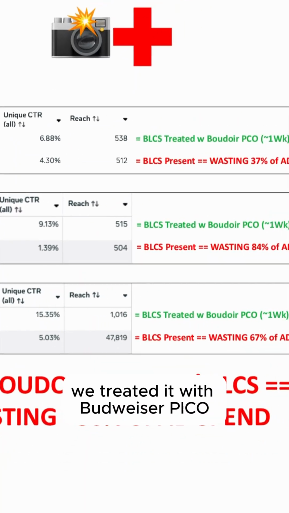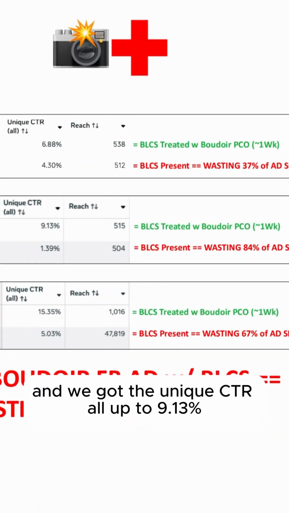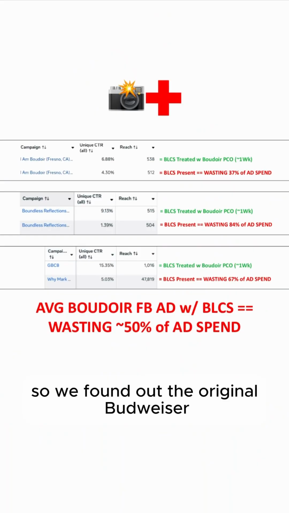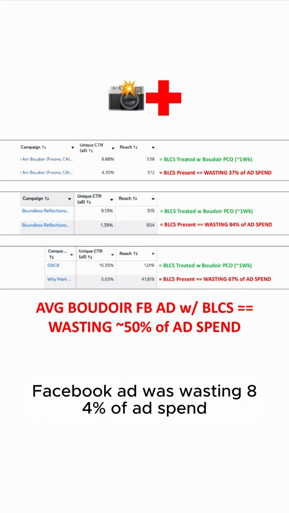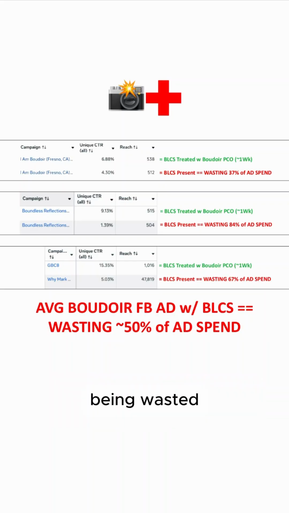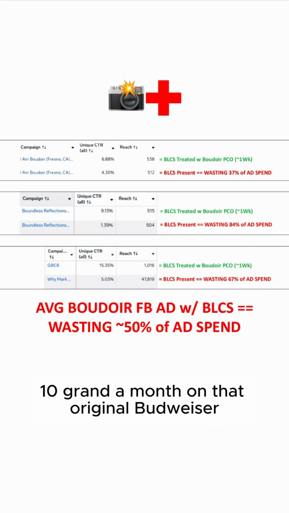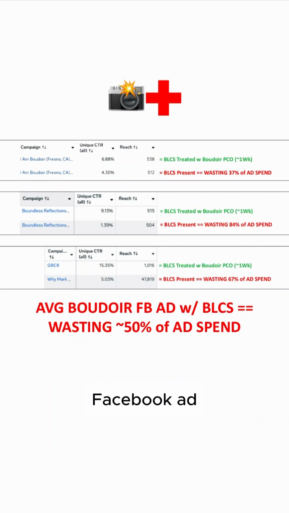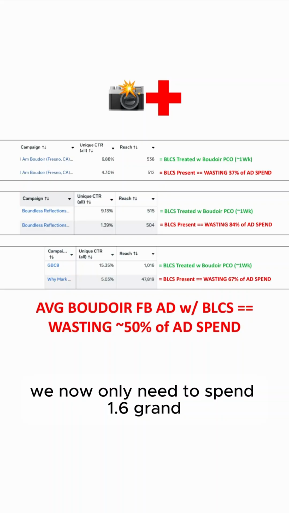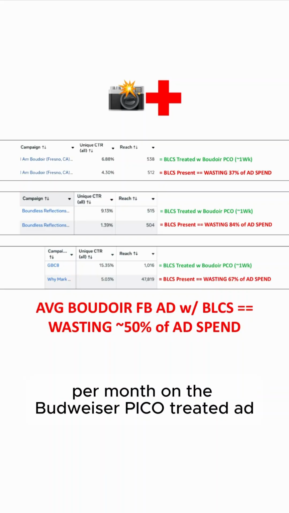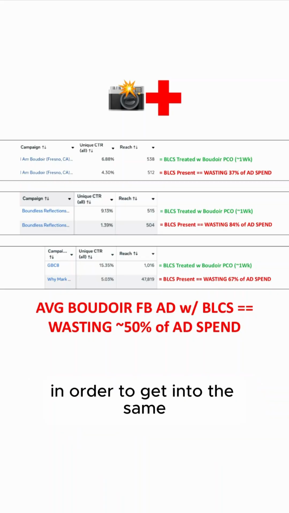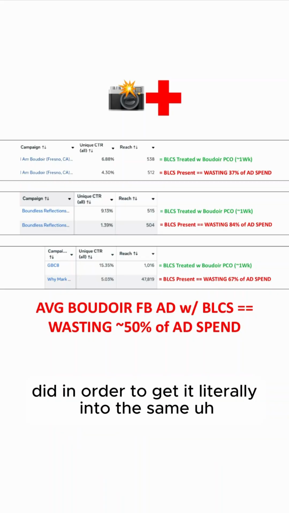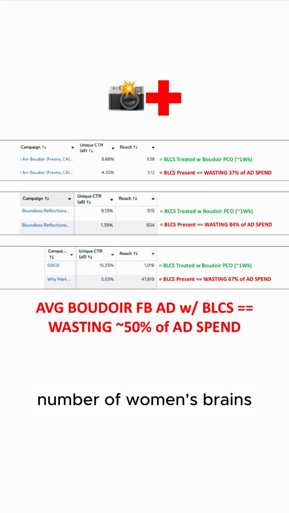So we did. We treated it with Boudoir Pico, it took about a week, and we got the unique CTR all the way up to 9.13%. So we found out the original Boudoir Facebook ad was wasting 84% of ad spend. As a result, if they were spending 10 grand a month on that original Boudoir Facebook ad, we now only need to spend 1.6 grand per month on the Boudoir Pico treated ad in order to get it literally into the same number of women's brains.